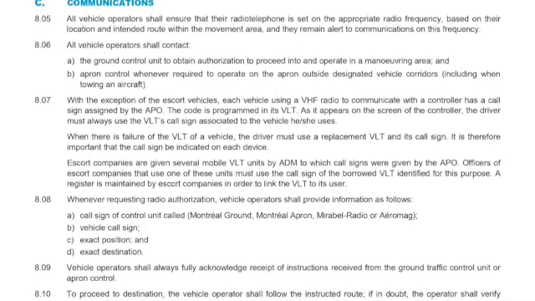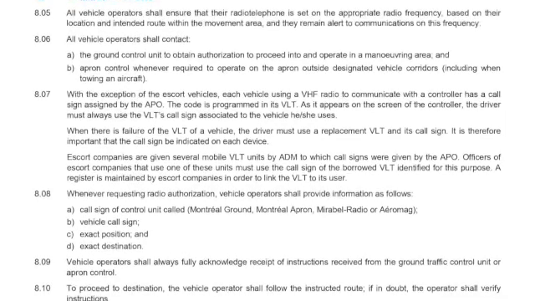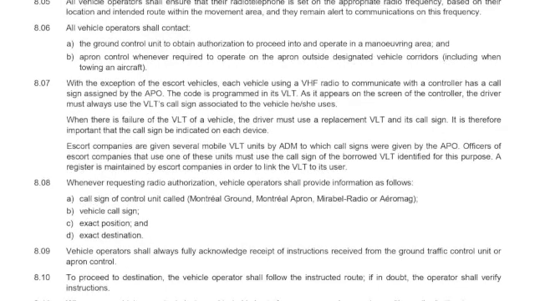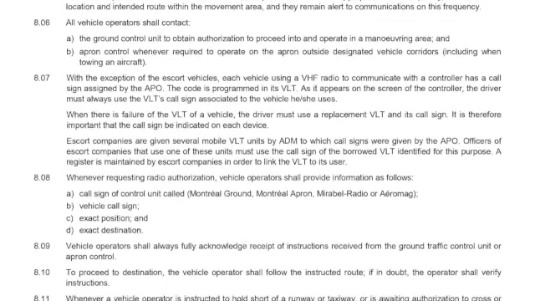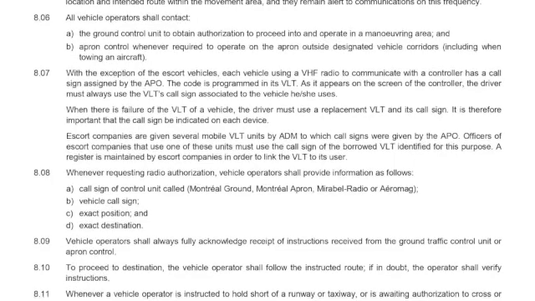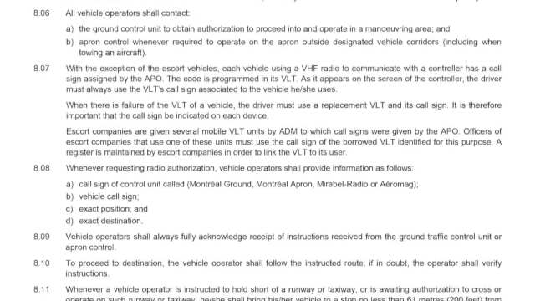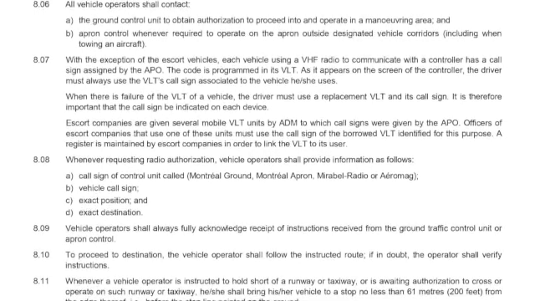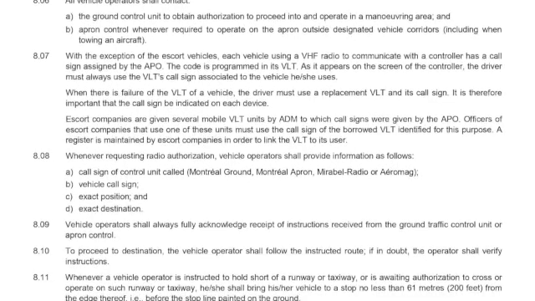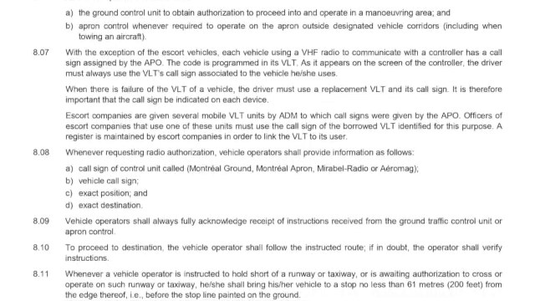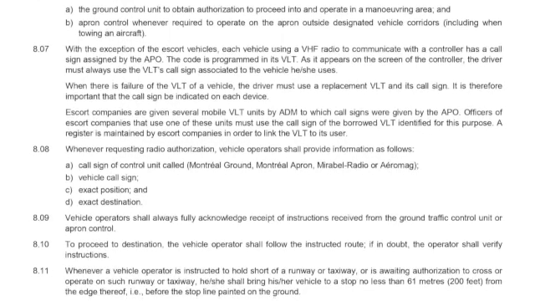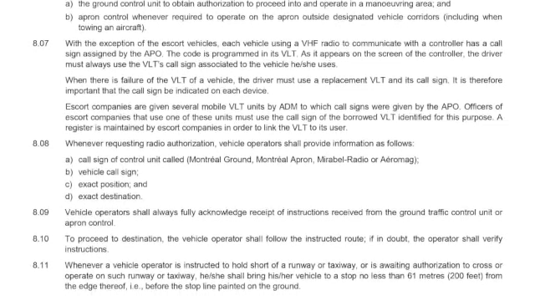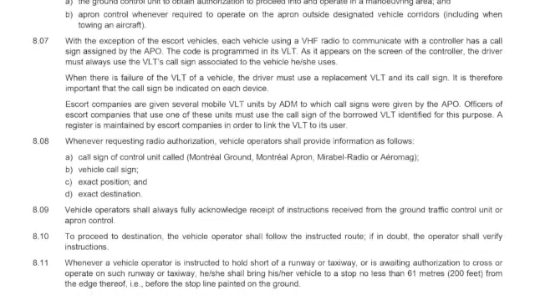08. Whenever requesting radio authorization, vehicle operators shall provide information as follows: A. Call sign of control unit called: Montreal Ground, Montreal Apron, Mirabel Radio, or Aeromag. B. Vehicle call sign. C. Exact position. And D. Exact destination. 09. Vehicle operators shall always fully acknowledge receipt of instructions received from the Ground Traffic Control Unit or Apron Control. 10. To proceed to destination, the vehicle operator shall follow the instructed route. If in doubt, the operator shall verify instructions.